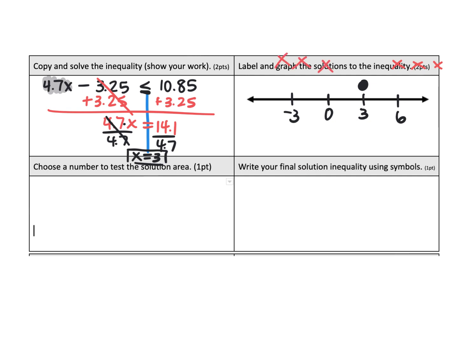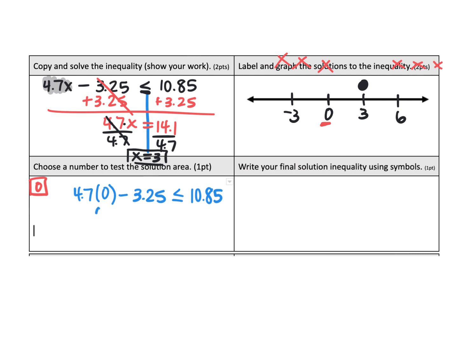So I'm going to pick one to test. This time I'll test 0. I like to test 0 if I can. So go back to the original problem and let's write 4.7 times 0 minus 3.25. Is that less than or equal to 10.85? All right, go ahead, pause the video, and I want you to work this out.